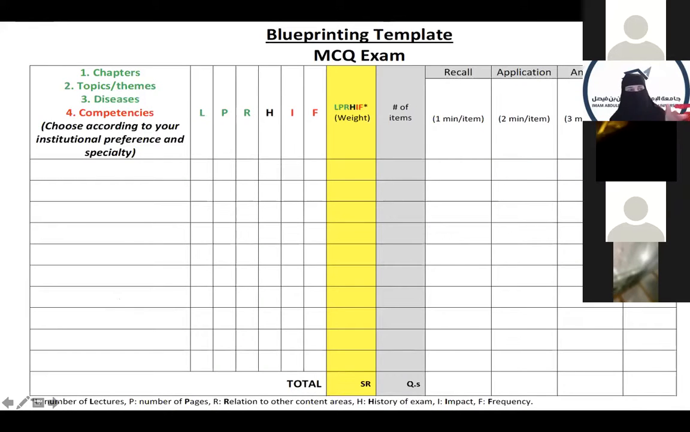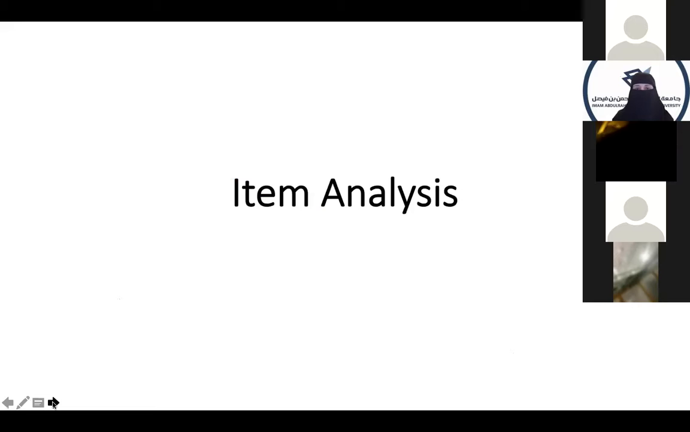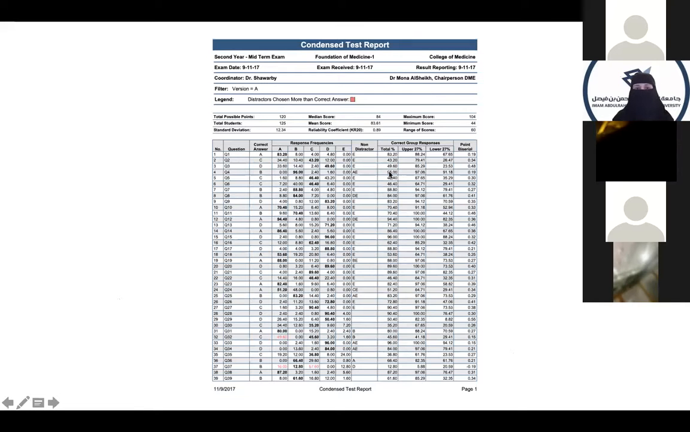In this one, we try to keep the specialties in one group. And so they do a blueprint for the written exam and a blueprint for the OSCE exam. They do it practically. And then we discuss item analysis. We actually go over the report that is automatically generated by our exam center. We tell them about difficulty index, discrimination index, point biserial, and the distractor analysis, which gave really very interesting findings. Some of the items had good discrimination and good difficulty, but they had a problem with the distractor analysis.